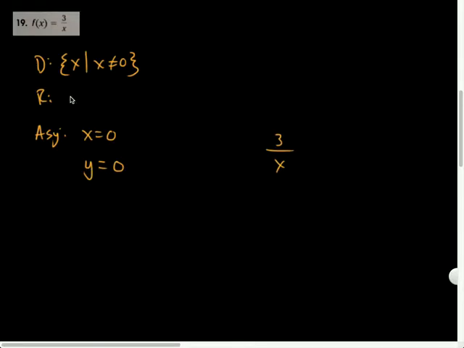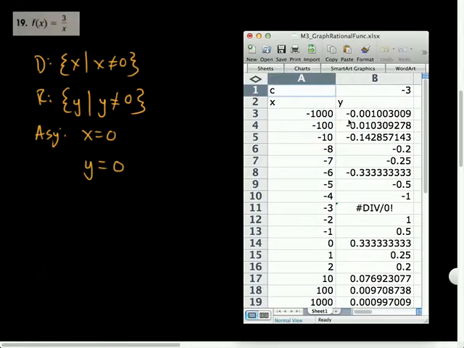And now I suspect also in this case that my range is the set of all y such that y cannot equal 0. So it turns out this 3 actually didn't have too much influence on it, as it could have been a 1 or a 7 or a 300. Those graphs aren't significantly different in general shape. Let's take a look at the chart.